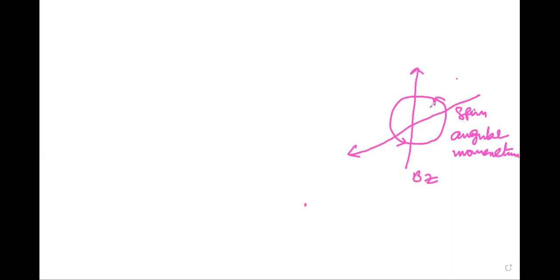The energy of this interaction between the magnetic moment vector associated with the spinning of the electron and the field can be written as E is equal to minus mu z into Bz. So in this case mu z into Bz is mu cos theta into Bz.